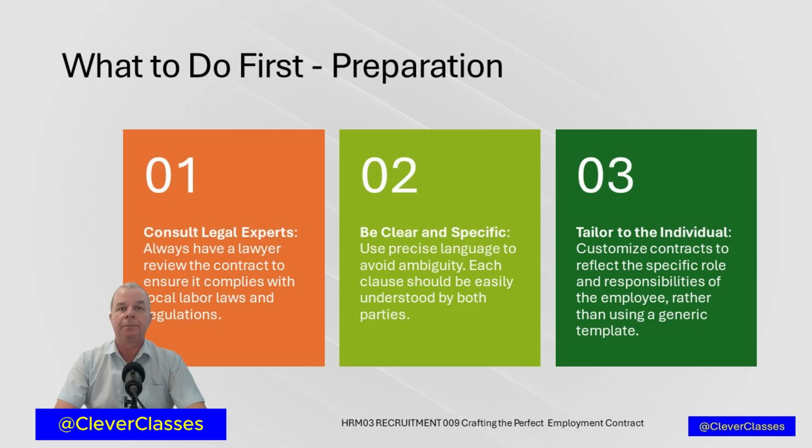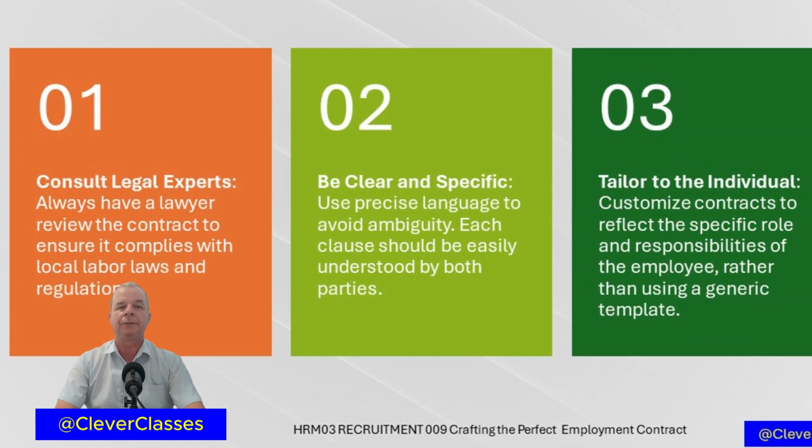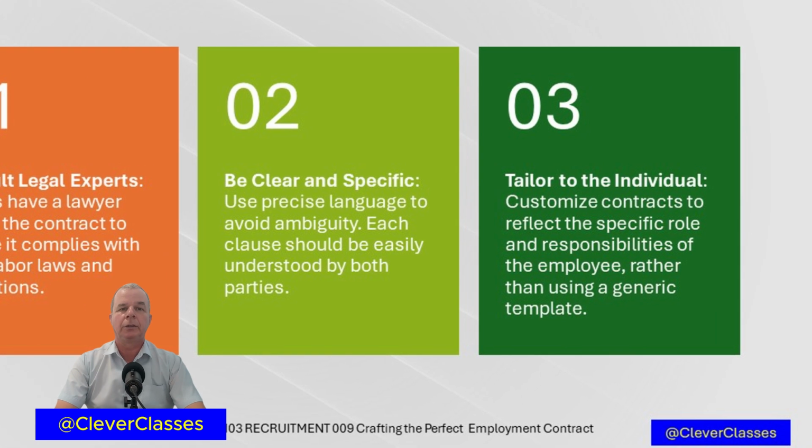What to do first? Preparation. Consult legal experts. Always have a lawyer review the contract to ensure it complies with local labour laws and regulations. Be clear and specific. Use precise language to avoid any ambiguity. Each clause should be easily understood by both parties. Tailor the contract to the individual. Customize contracts to reflect the specific role and responsibilities of the employee, rather than using a generic template.